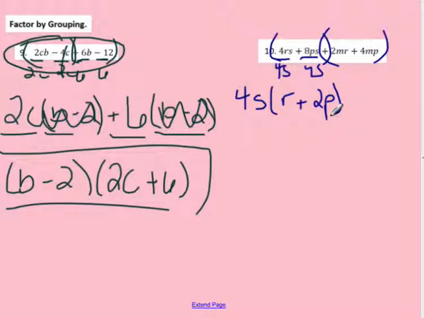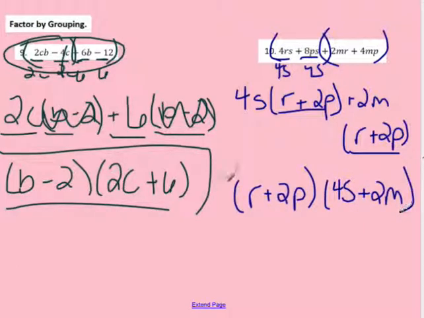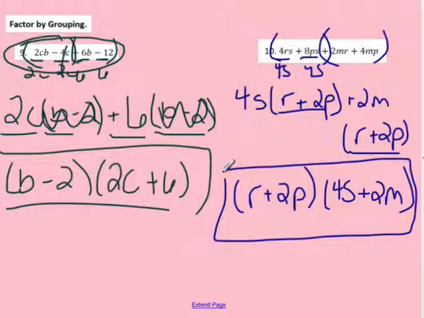Out of the second group, 2 and 4, I can take out a 2, and I can also take an m out of each term. So when I take out an m, I'm going to be left with r plus 2p. So again, my leftovers are matching, so I can factor those out. And then I'm going to write what's left after that, which is here. And this right here is your final answer for number 10.